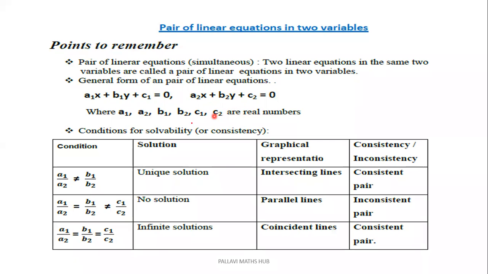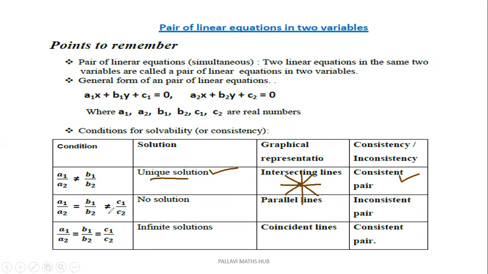And the conditions. This table is very important. In this table itself, we will get 2 to 3 marks. So here, if a1 by a2 is not equal to b1 by b2, then the graphical representation is intersecting lines. Even they will give one graph like this. It intersects at exactly one point, right? One point means it is a unique solution. If a solution is present, then it is consistent.